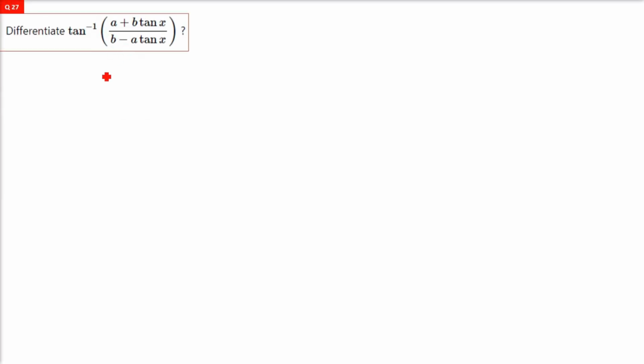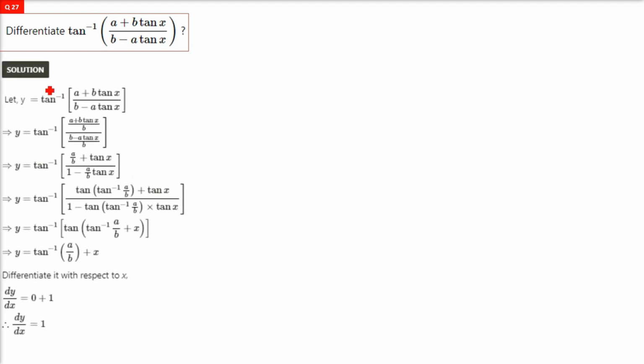Now this is tan inverse of (a plus b tan x) by (b minus a tan x). Most of the questions which are coming just after this are all about converting certain things so that you get a tan inside. Because tan inverse is outside, you need somehow a tan inside. So this a plus b tan x divided by b minus a tan x, how to resolve this?